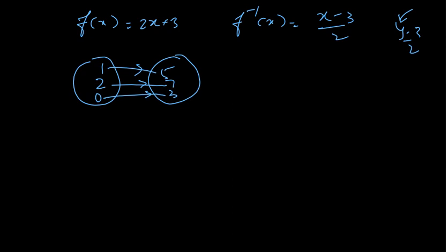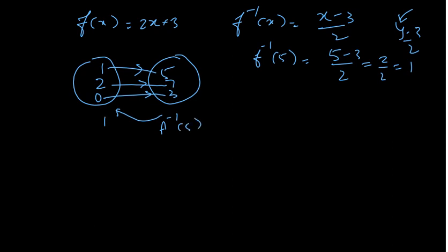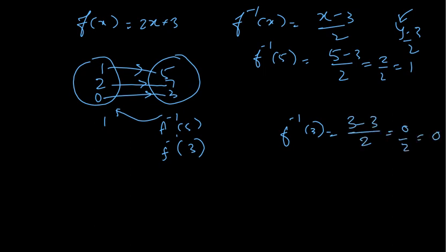Now let's suppose I give f inverse of 5. So 5 minus 3 divided by 2, 2 by 2, is equal to 1. So going this way, f inverse of 5 gives 1. Next you try f inverse of 3: 3 minus 3 divided by 2, 0 by 2, so it's 0. So it's mapping to 0. So this is a function, and the reverse is an inverse function.